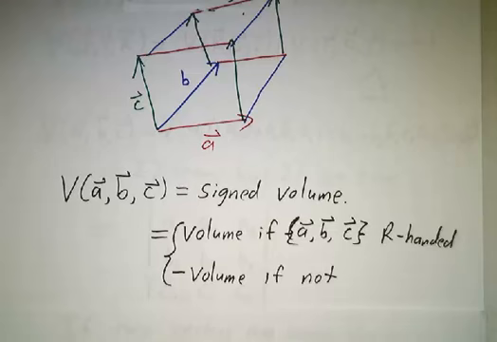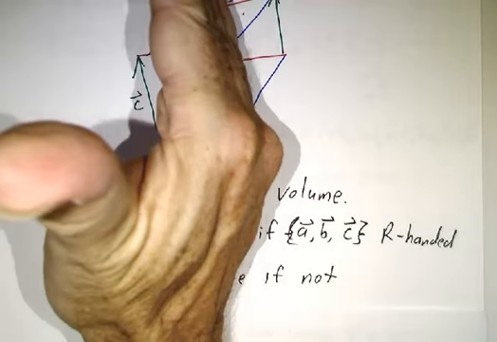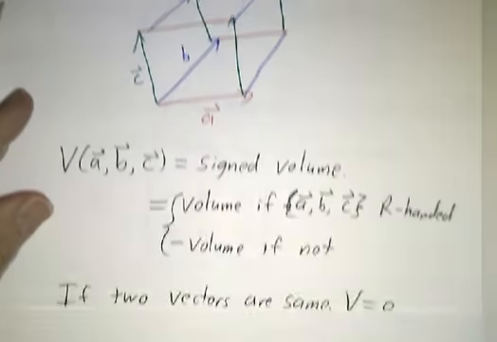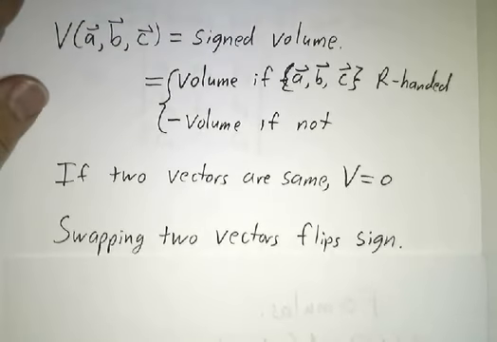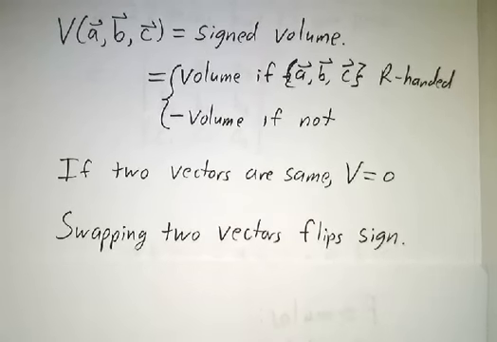That is, if when you take your hand and you start off with A and you rotate to B, then your thumb is pointing in the C direction. And it's going to give you minus the volume if you have a left-handed system. And if any two vectors are the same, then the parallelepiped collapses to two dimensions, and you get nothing. And if you swap any two vectors, you flip the sign.